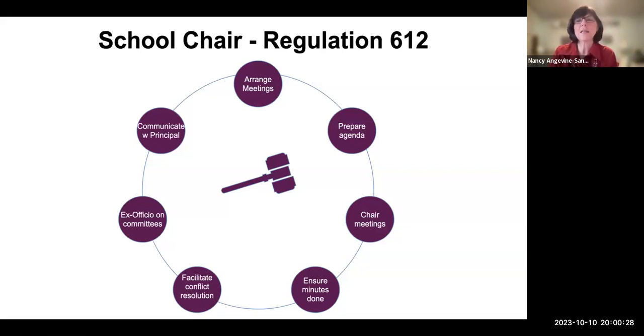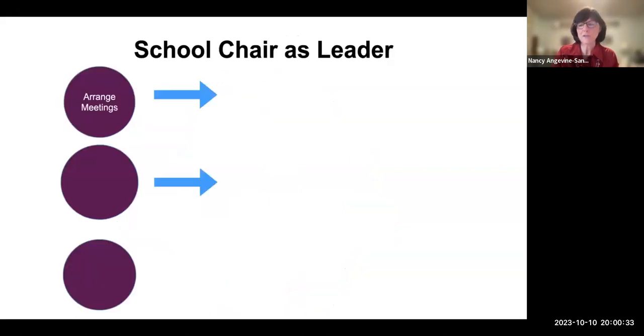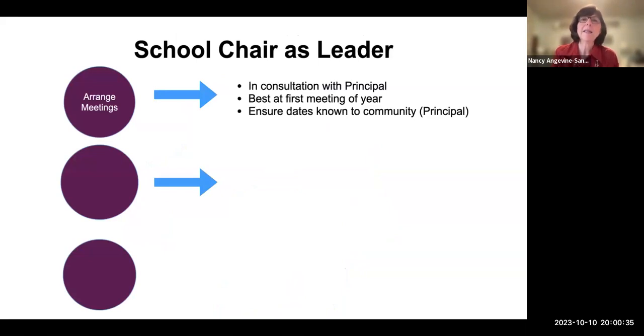So I'm going to go through these in a little bit more detailed way. So you have to arrange the meetings. These should be done in consultation with your principal. And when I was school council chair in my kids' elementary school, I just had a habit of meeting with my principal once a month before the school council meeting. I sort of worked on what I thought should be on the agenda after talking to parents and committee members. And then I sat and I talked with the principal and I said, this is what I'm hearing is important in the community.